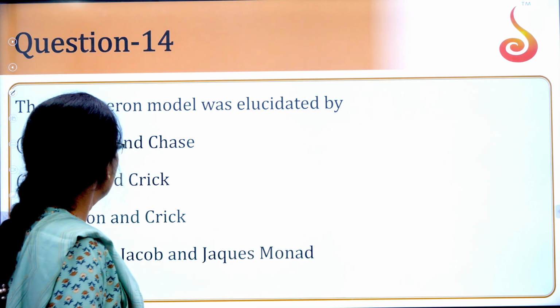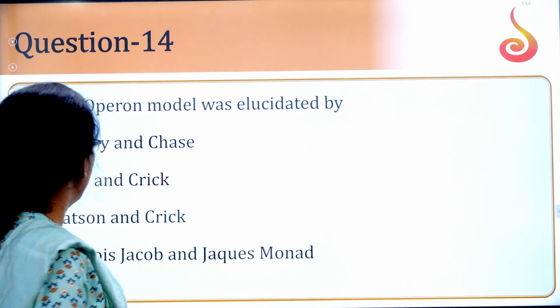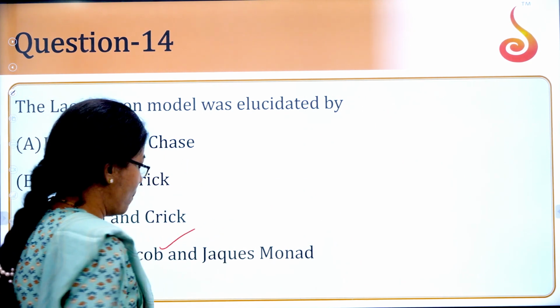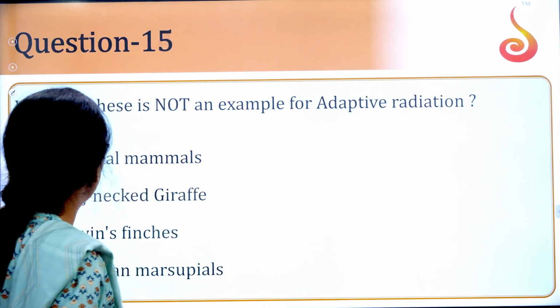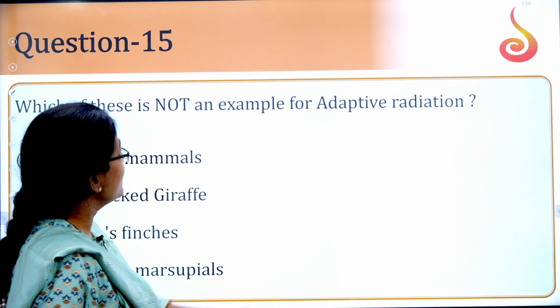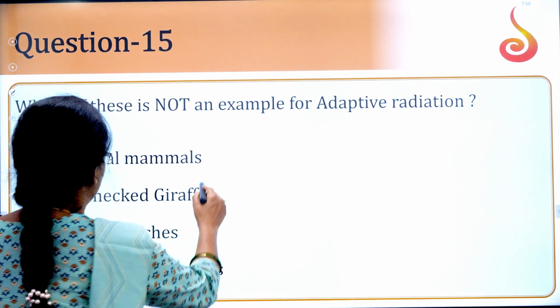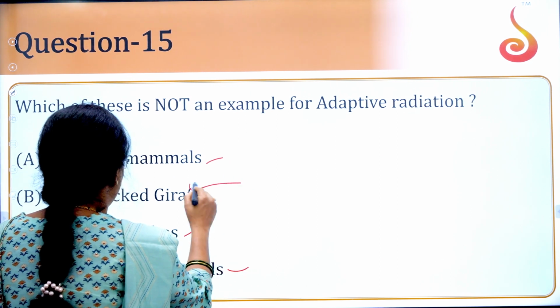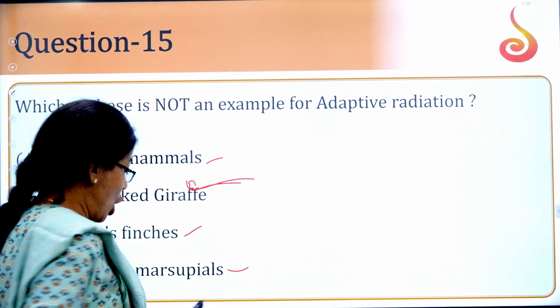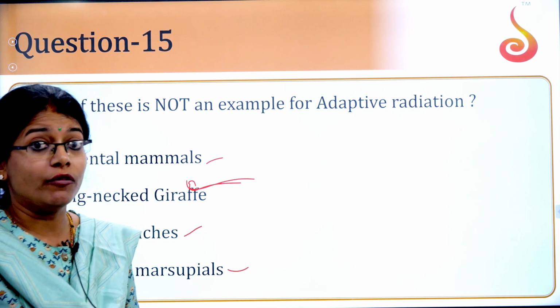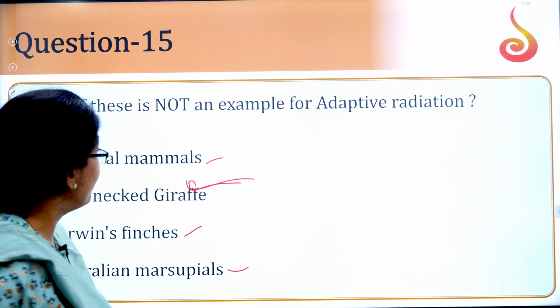Okay. Next one, lac operon was given by the very simple Jacob-Monod's experiment. Which is not an example of adaptive radiation? All the three are examples except this. So this is the correct answer. Long-necked giraffe is an example of natural selection.